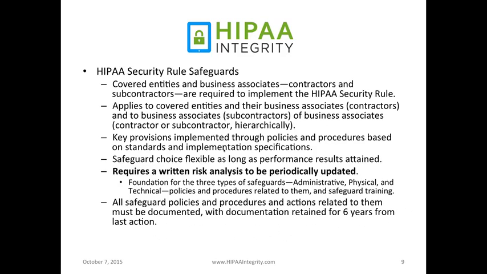There's only one business associate agreement between the covered entity and a contractor or business associate, and all other subcontractors contract downstream and hierarchically with one another as needs arise. All must be under a business associate agreement. Key provisions are implemented through policies and procedures based on standards and implementation specifications. And safeguard choice is flexible as long as performance results are attained.